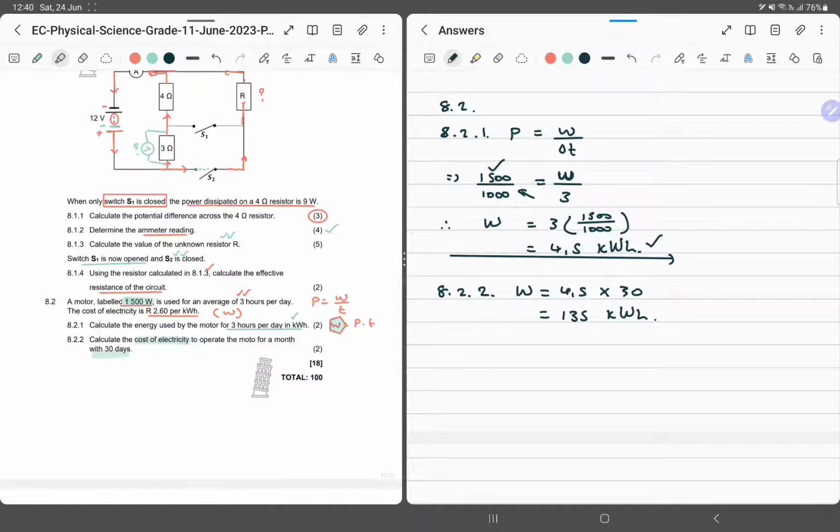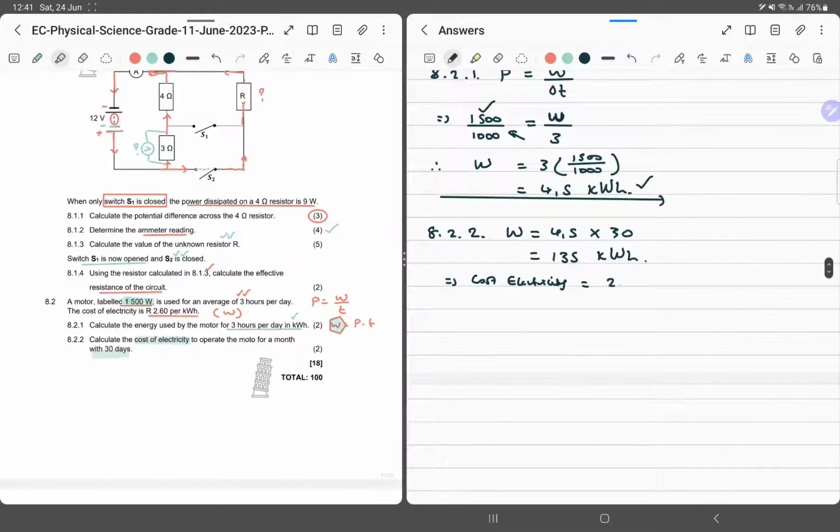Now the amount that we pay per kilowatt times hour is 2.60. We can say this implies that the cost of electricity in terms of energy here is going to be the price, which is 2 rand 60. Then we multiply by the amount of energy we'll have used in that period, right? So we're going to say 135 times 2.60. It is basically going to be 351 rands.